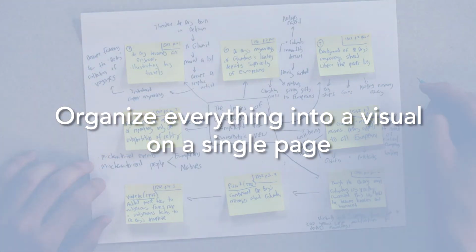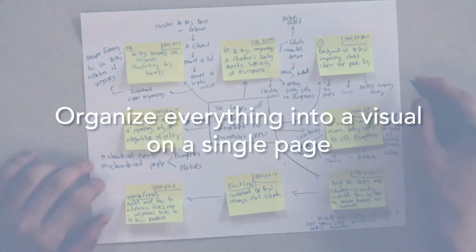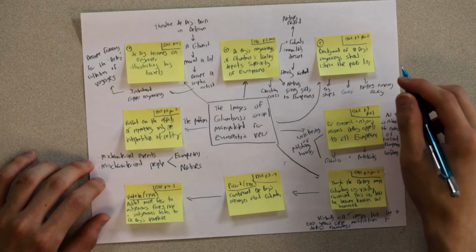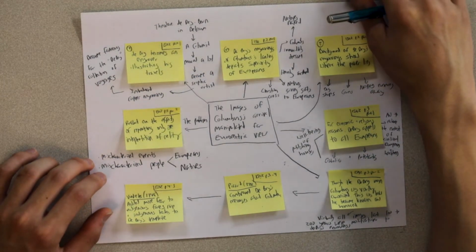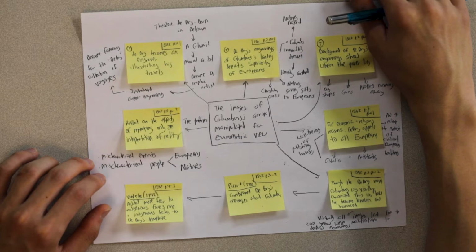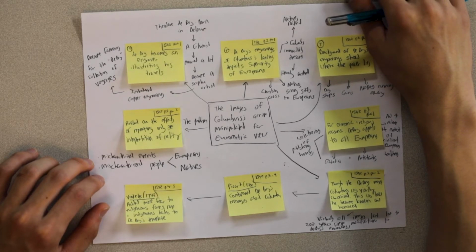Organize everything onto a single page, whether the text is a one-page article, a 700-page novel, or a 40-page trigonometry chapter. Make it memorable so you can see it in your mind's eye and thus study it anywhere.